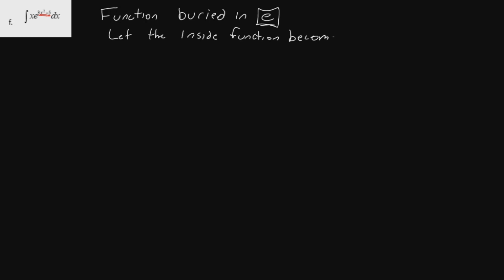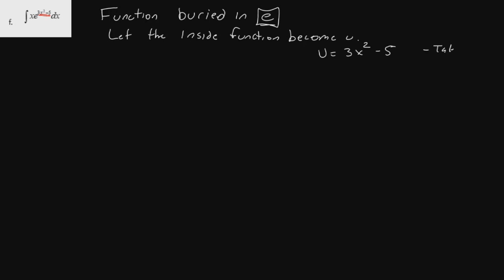So our integral this time is integral of x times e to the 3x squared minus 5. So this is an example of where we have a function buried inside of e. So what I would do is let this function that's buried inside of e become our u. So we'll let u equal the 3x squared minus 5. And notice we're not going to include the e in that. We're only going to use the inside function for this.